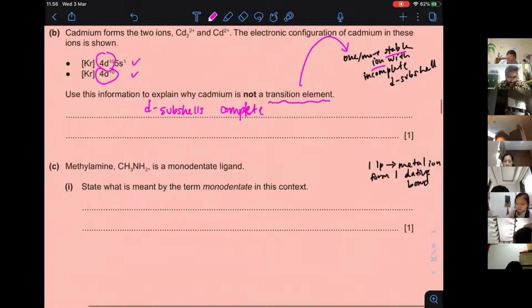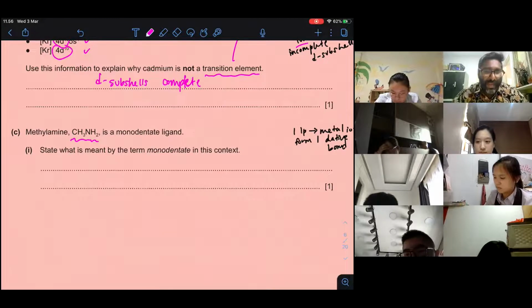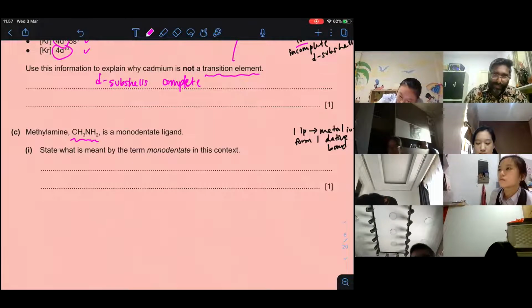C. Methylamine is a monodentate ligand. State what is meant by the term monodentate in this context. Monodentate means it has one lone pair that can be donated to a metal ion. Because we don't say donated just like that, you can say methylamine can form one dative bond by donating one lone pair to the metal ion. So what is meant by monodentate?